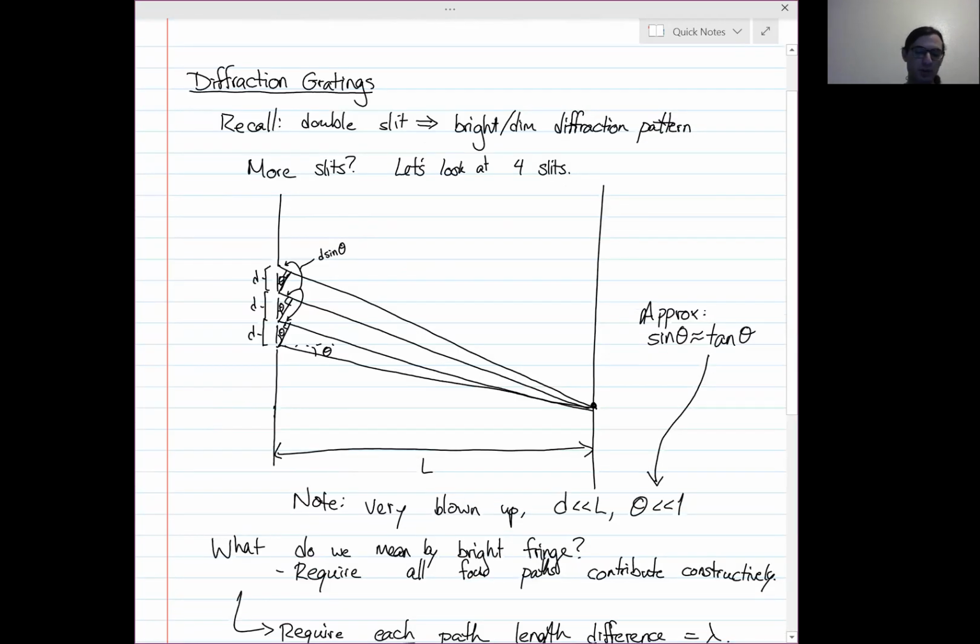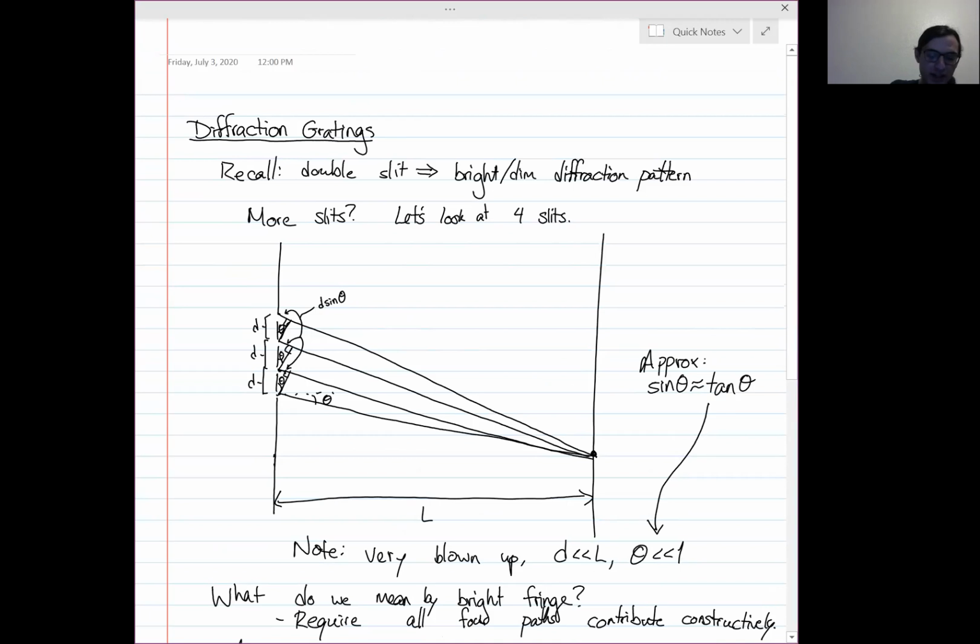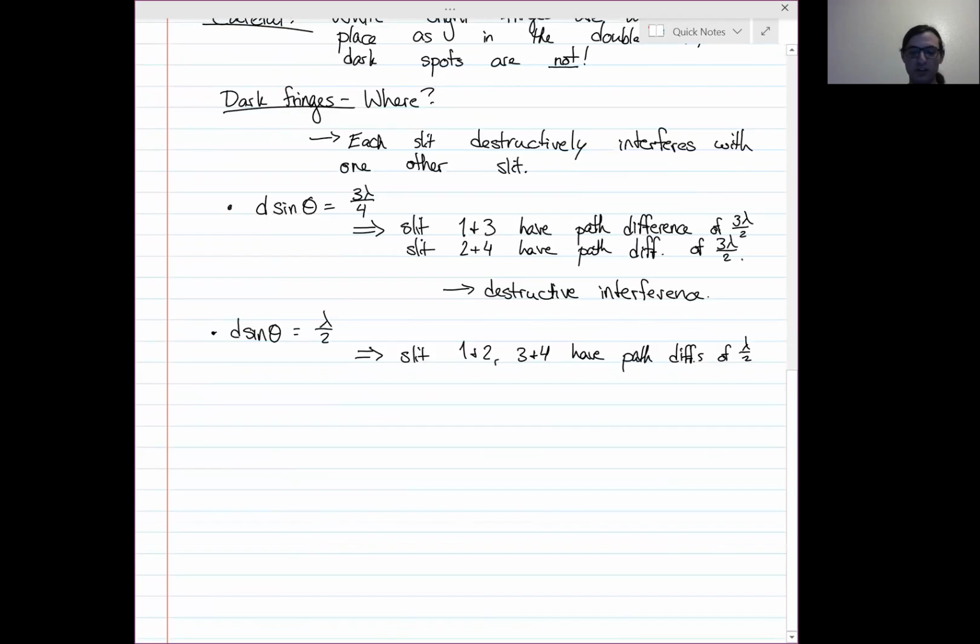So let's go back into the picture. If that little line there has length lambda over 2, then that means that the bottom 2 will destructively interfere, and the top 2 will destructively interfere. And so again, we'll get total destructive interference.